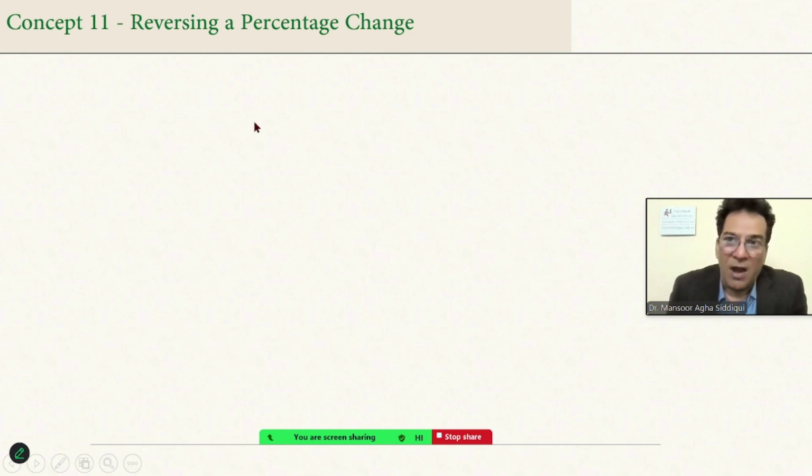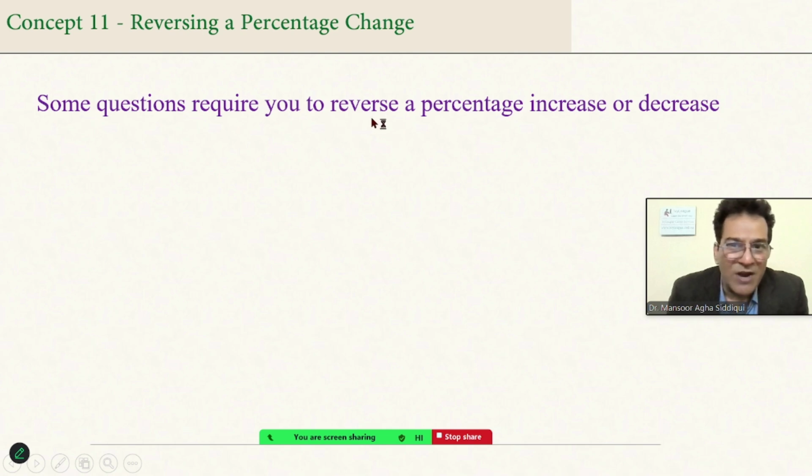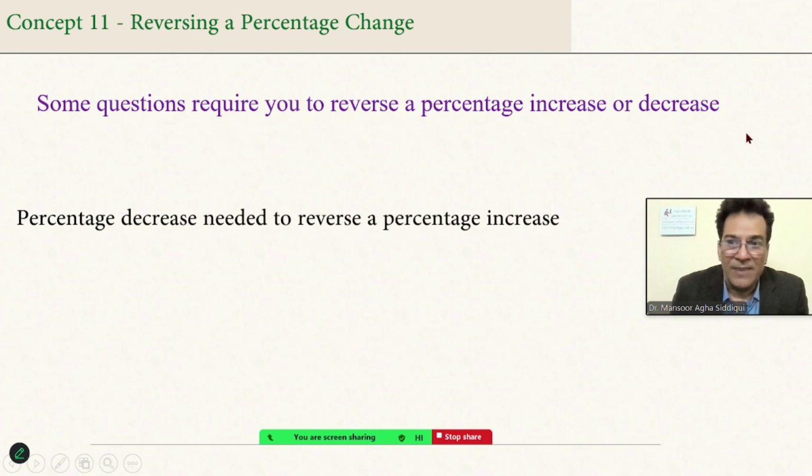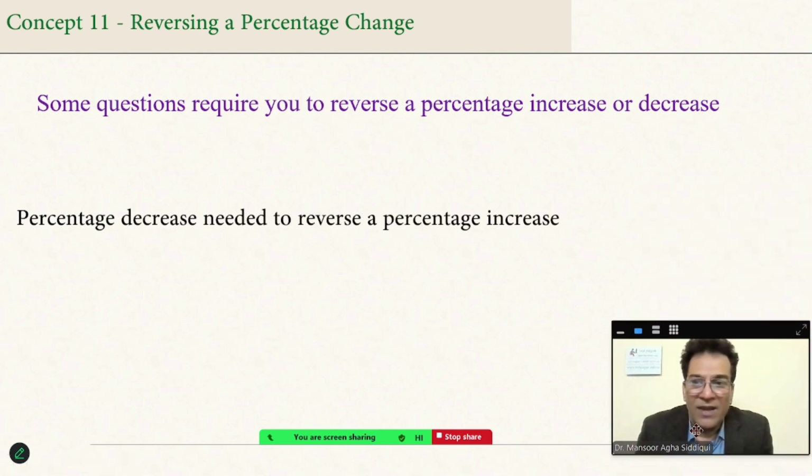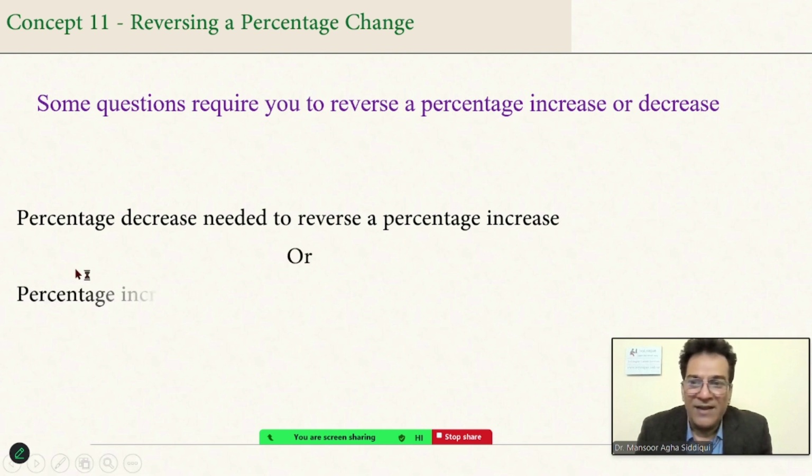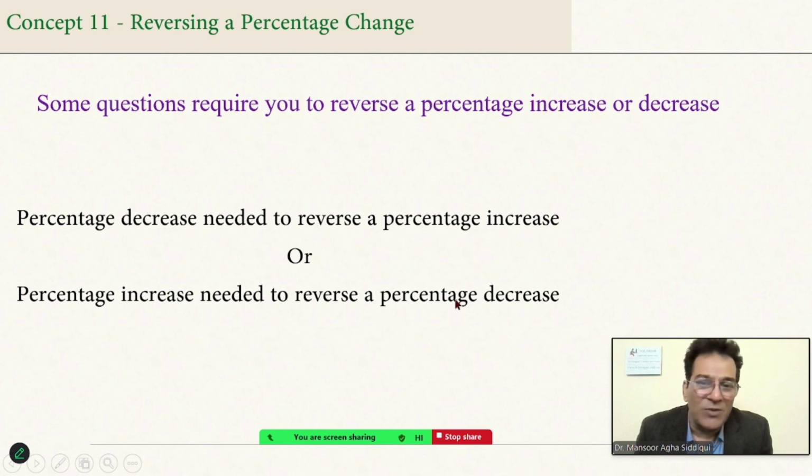Okay. Now we're learning one more new set of concepts. Reversing a percentage change. What is reversing a percentage change? Some questions will require you to reverse a percentage increase or a percentage decrease. Whenever a percentage decrease is needed to reverse a percentage increase, and a percentage increase is needed to reverse a percentage decrease. So what does it really mean?